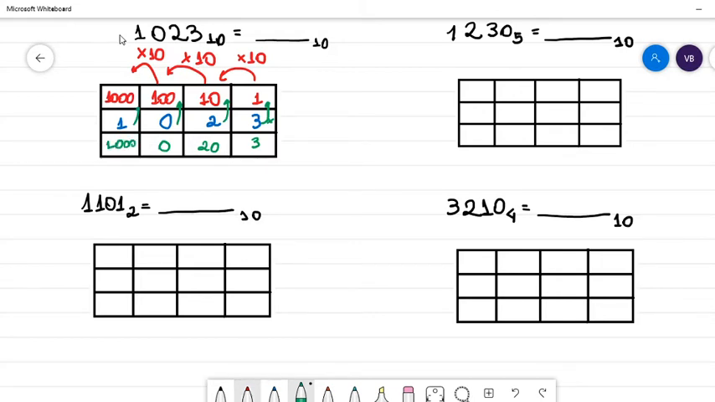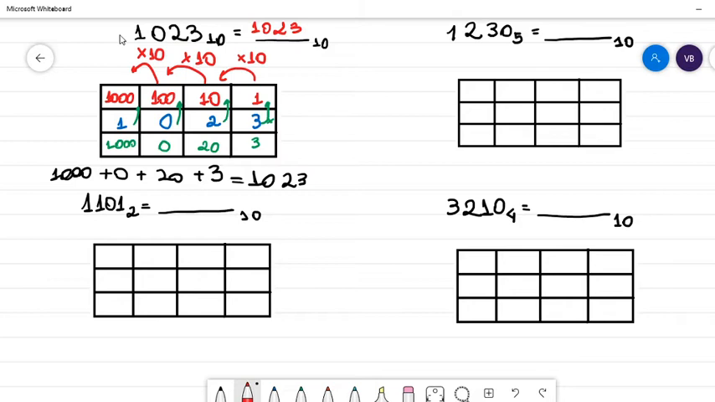And finally, we are going to add those numbers. We are going to do 1000 plus 0 plus 20 plus 3. And this gives me the number 1023, which is already the number I have here. So I have just confirmed that the number 1023 in base 10 is exactly written like that.